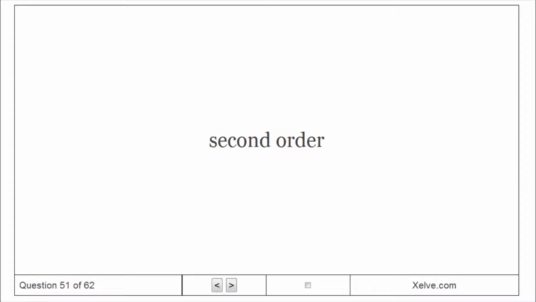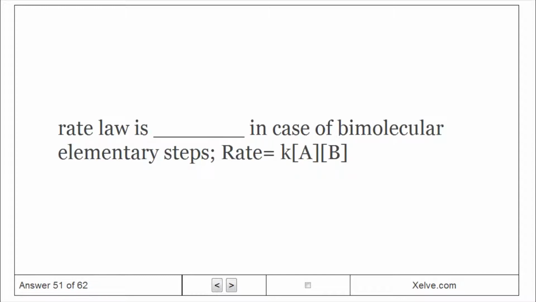First order. Rate law of a unimolecular process: rate equals k[A]. Second order. Rate law is second order in case of bimolecular elementary steps: rate equals k[A][B].